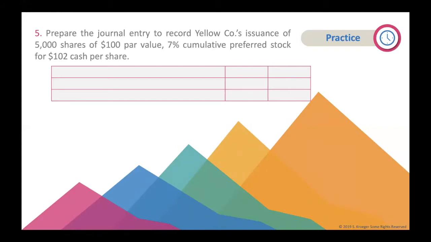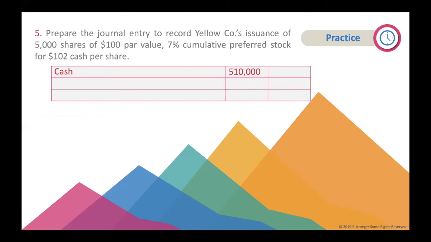It's to input cash for the amount that the company is receiving from selling the shares. How much is the company receiving? They are selling 5,000 shares for a price of $102 each. Multiply 5,000 by 102 to arrive at $510,000.